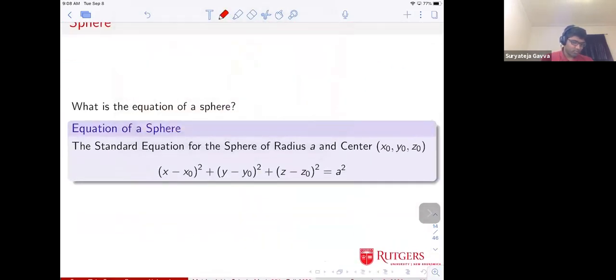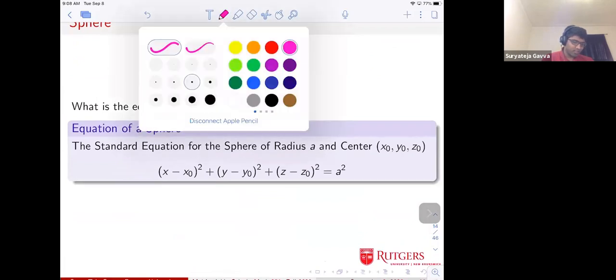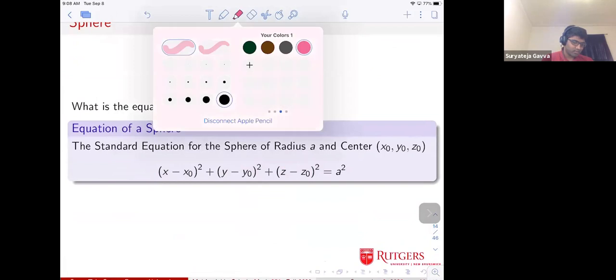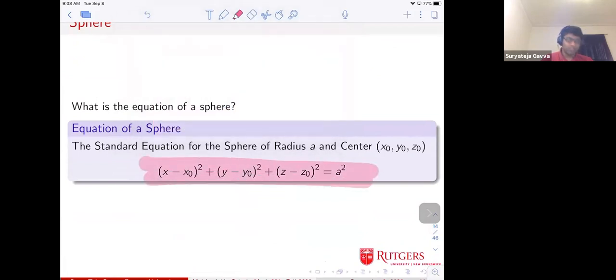Okay, so I noted again here. So basically, this is the equation of a sphere of radius a and center x0, y0, and z0. So we should know how to deal with this equation. We should be able to recognize that this is the equation of a ball or a sphere.